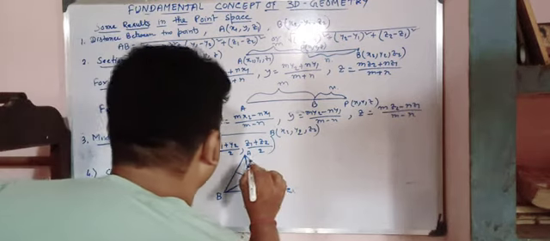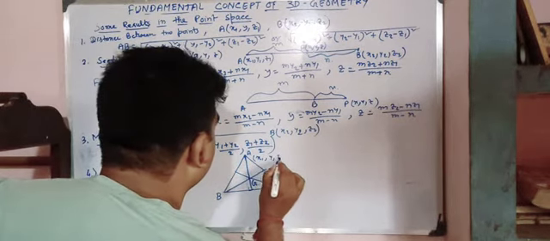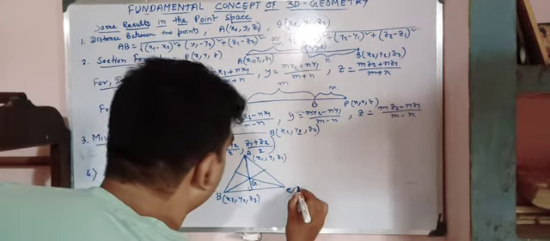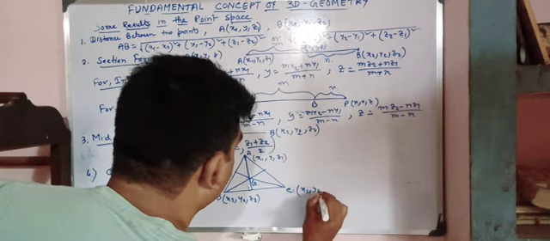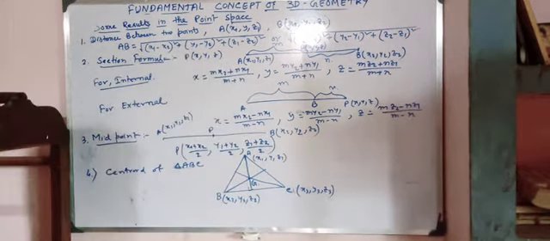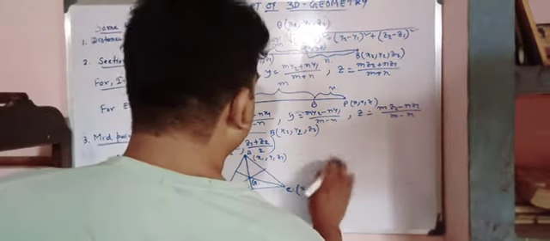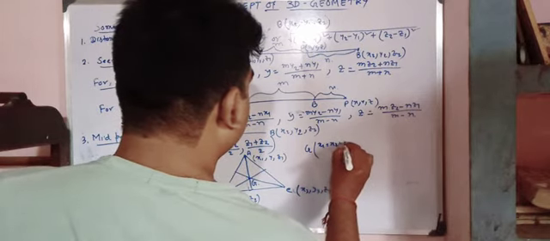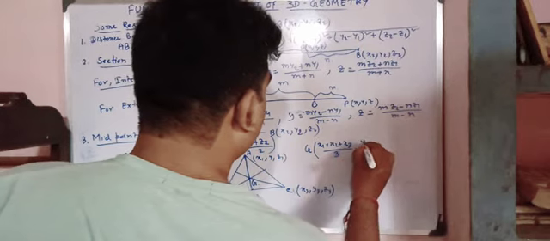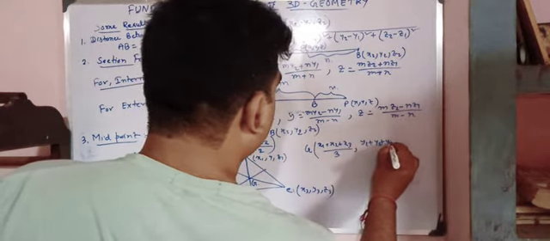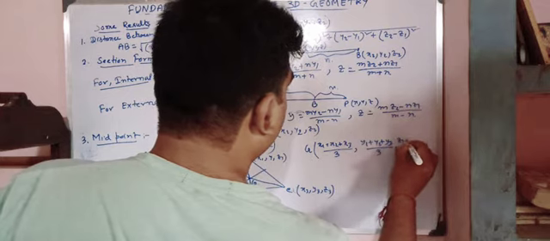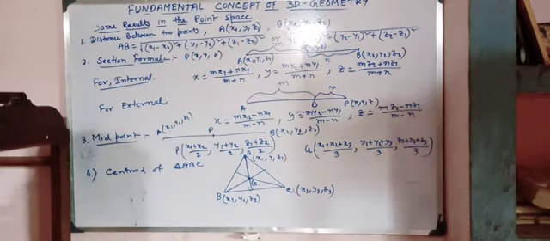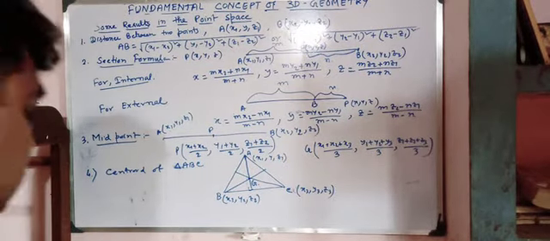Now, if the coordinate of A is (x1, y1, z1), the coordinate of B is (x2, y2, z2), and the coordinate of C is (x3, y3, z3), then the coordinate of G should be written as (x1 plus x2 plus x3) by 3, (y1 plus y2 plus y3) by 3, (z1 plus z2 plus z3) by 3. This is the coordinate of the centroid of a triangle. Understood?